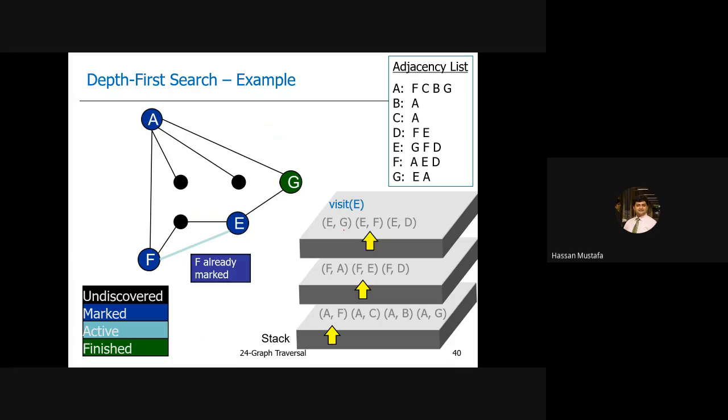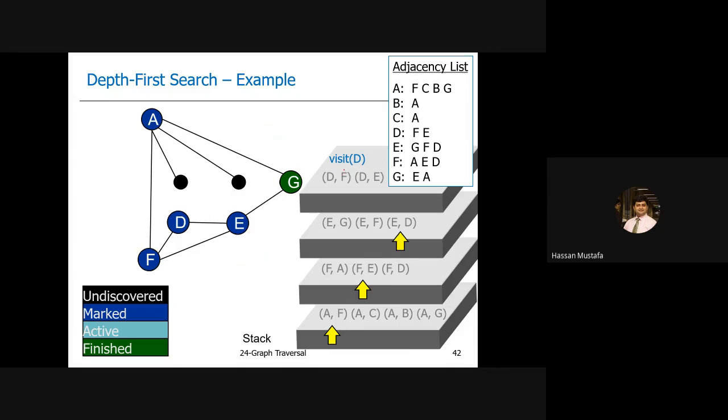I process this G. Now I need to process this F. For this E node, I process this first neighbor G. It has inserted nothing on the stack, and then I move to the next edge that is towards F. F is already discovered, so I would not insert anything. I would move on to the next edge. Next edge is D. D is the newly discovered node, so I insert D, or push D onto the stack.